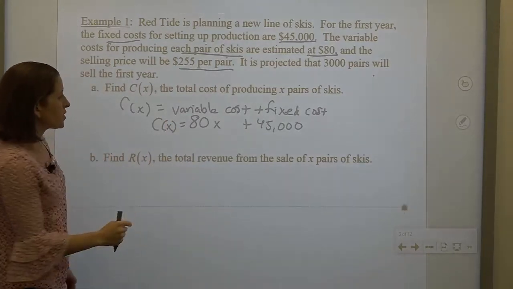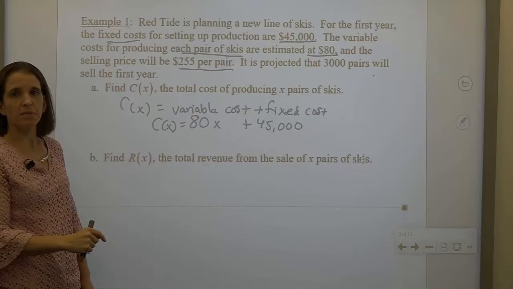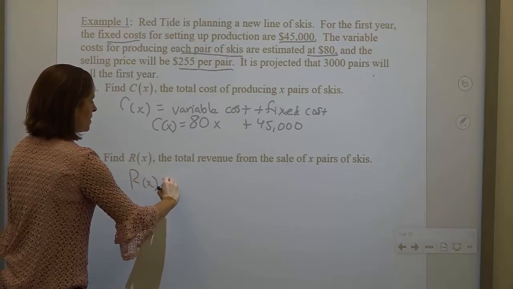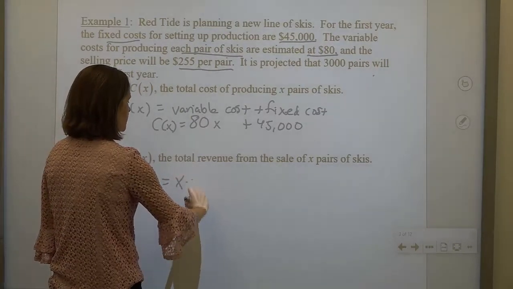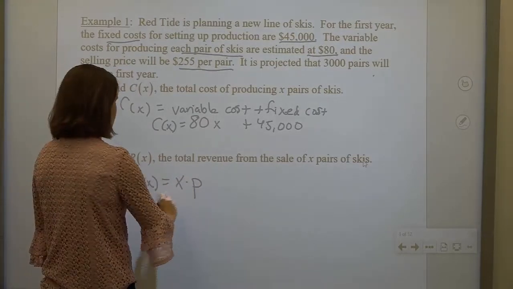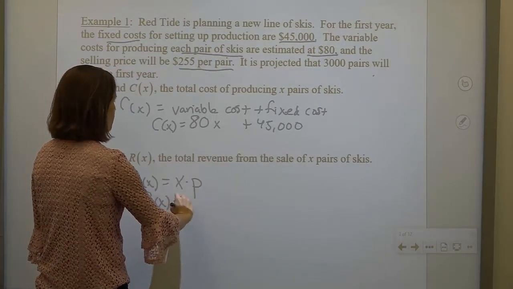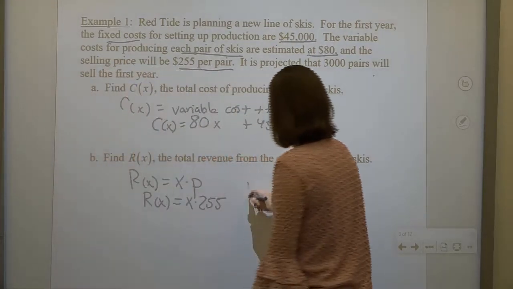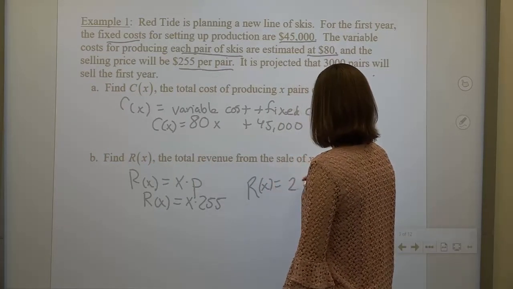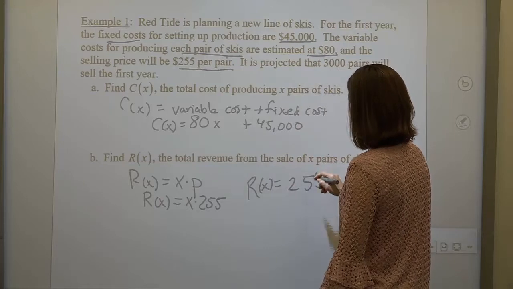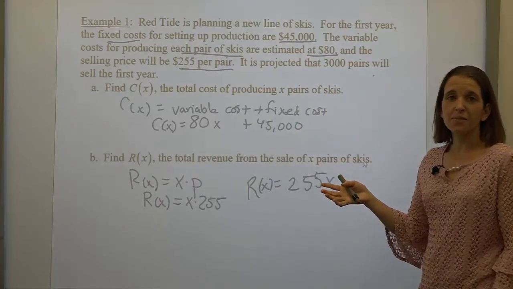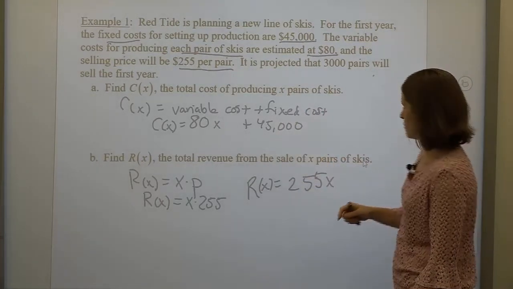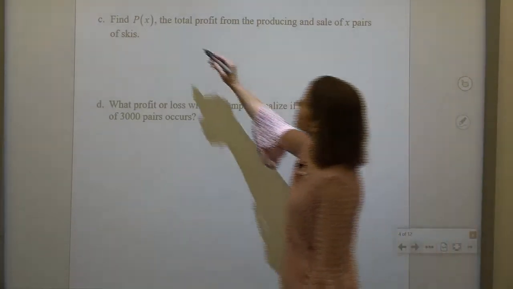Then the revenue, total revenue from the sale of X pairs of skis, well, remember that it's how many things you sell times the price you sell them for, and they told us that we are selling them for $255 a piece. And so if you wanted to write that as 255x, you could. So that's our revenue function. Now we're going to need those two to now write a profit function. So we have profit is revenue minus cost, so we're going to need these two in order to do that on the next page.